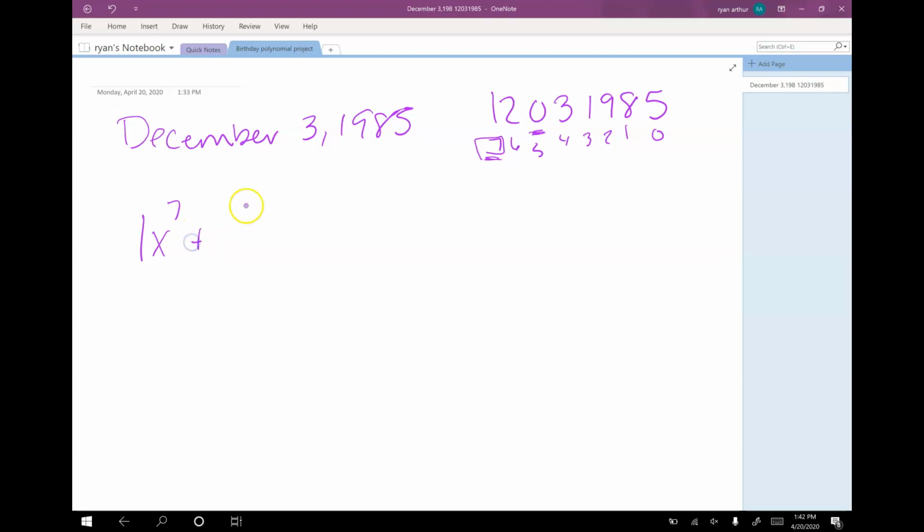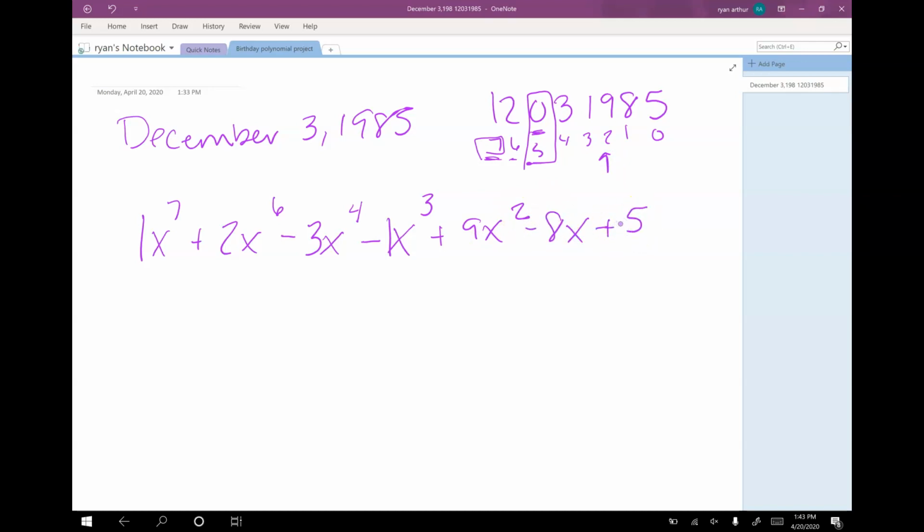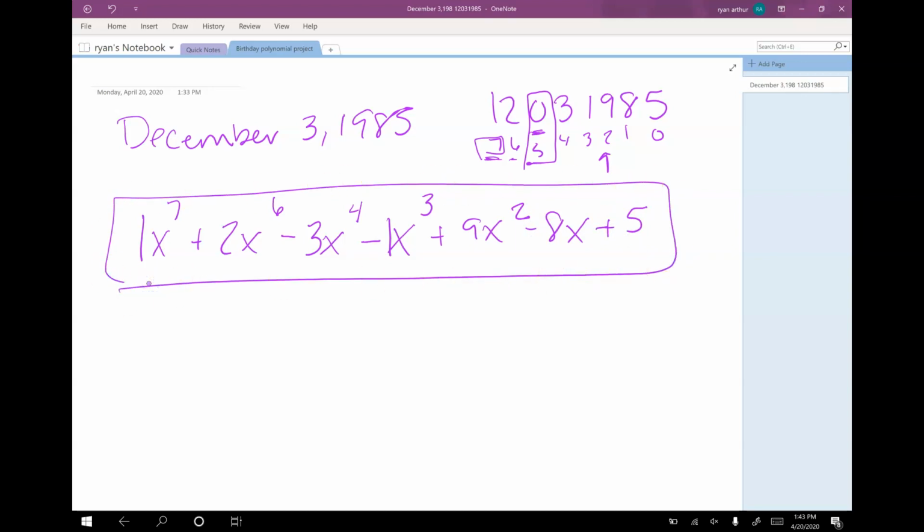And then plus, that's to the 6th power, 2x to the 6th. I'm going to skip the 5th power because that's a placeholder because of the 0. And then I'm going to do minus 3x to the 4th minus x cubed, because there's a 1. You can write the 1 if you want to. Plus 9x squared. And then 8x. I'm going to do a minus 8x. And then a plus 5 is my constant term. So that's the basic template of my polynomial I'm going to graph in Desmos.